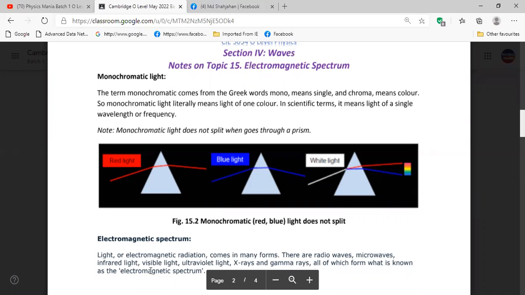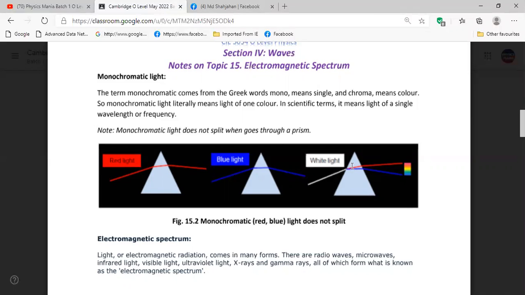Okay. This one is our main information here. In your past question papers, you will see some questions where you get a single light, like blue light or red light. These are called monochromatic light, a single light. White light splits because it has a combination of seven colors. But monochromatic light is a single color, so it does not split.